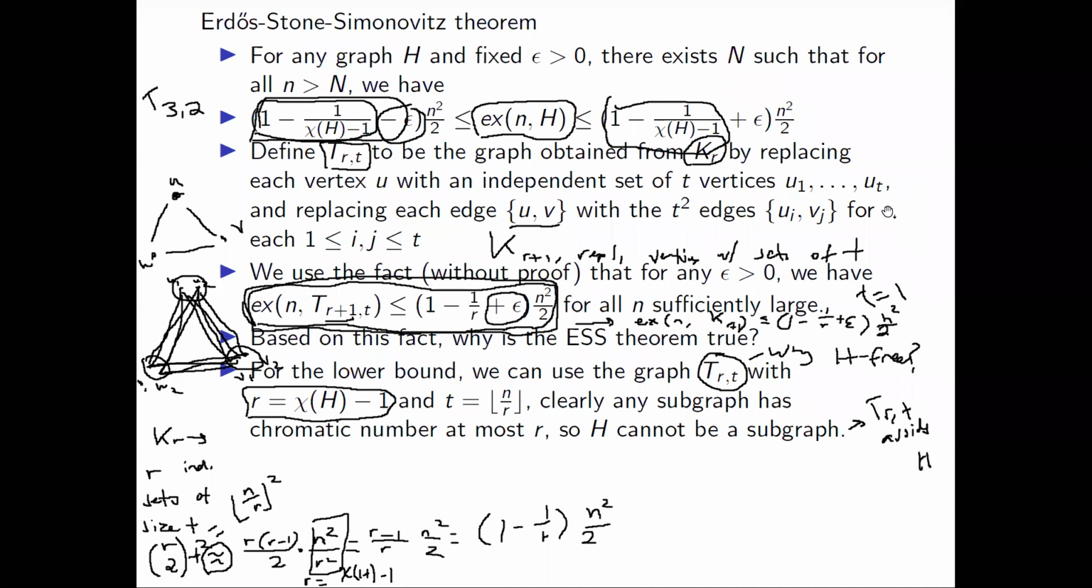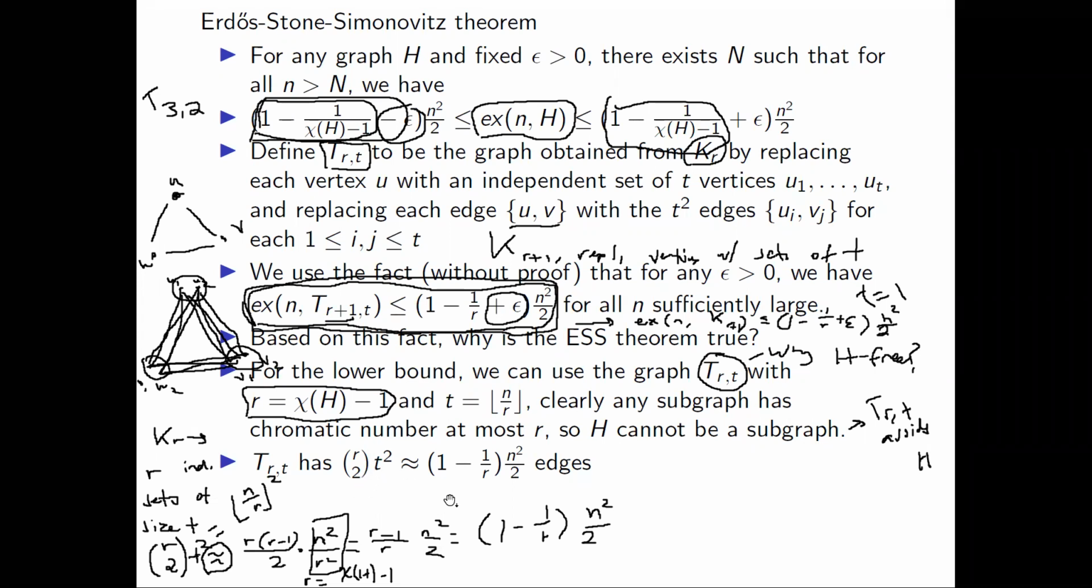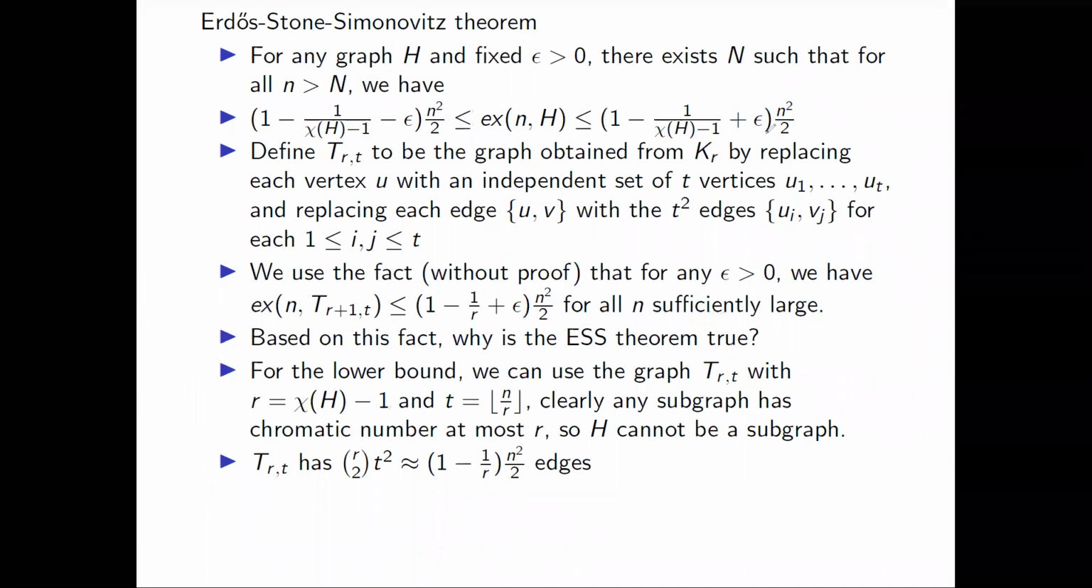Okay. And as I noted down here, the number of edges in T_R(n) is approximately (1 minus 1 over r) times n squared over 2. And that's exactly what I wrote right here. So that was just a little more explanation than I put in the bullet. Okay, so now to see the last bullet, I'm going to erase.